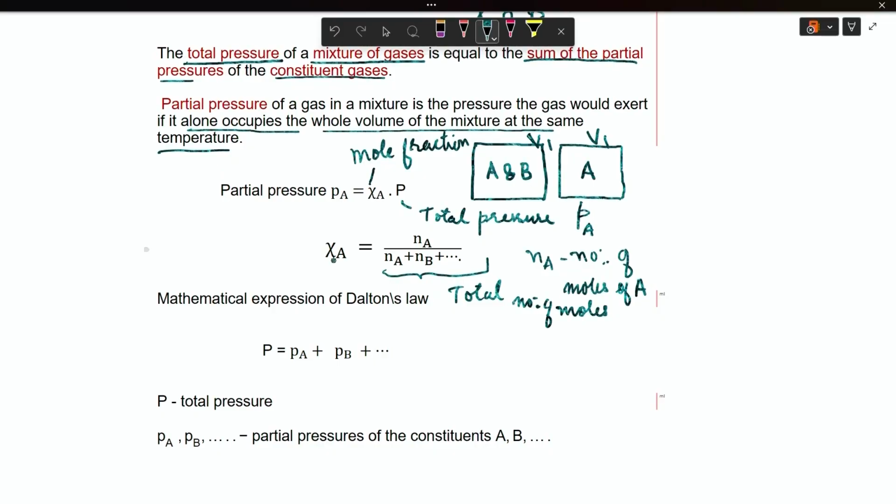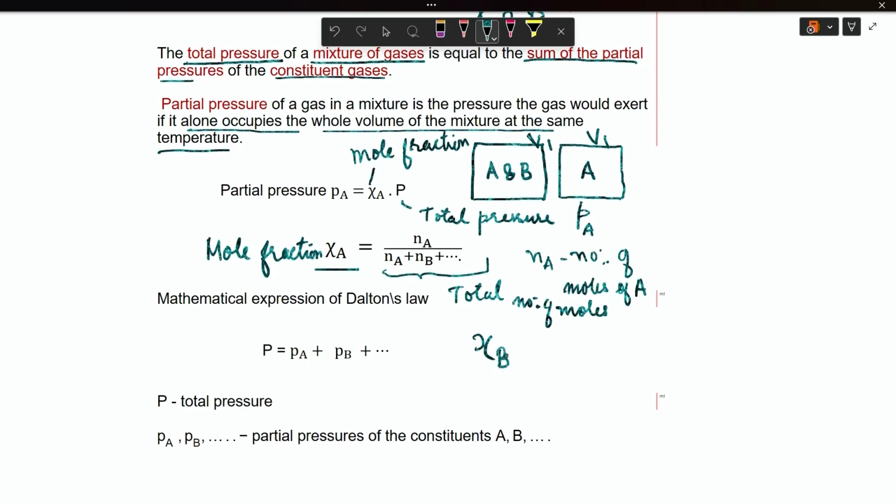Okay. In total number of moles of that particular constituent, and that becomes a fraction, and this is known as mole fraction. If I have to say it is a mole fraction of B, that is chi B is equal to number of moles of B divided by total number of moles, that is Na plus Nb plus Nc plus and so on. You have to take the total number, and out of total number, how many moles are there of B represents the mole fraction of B.